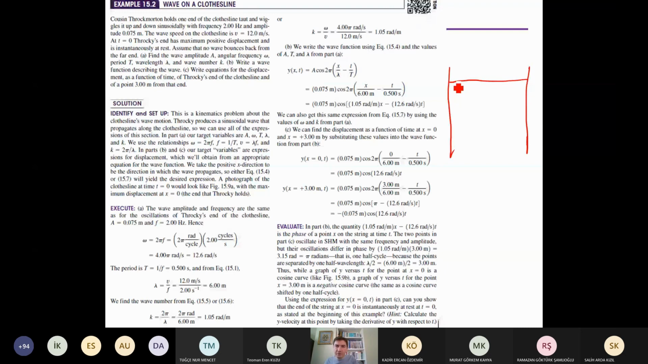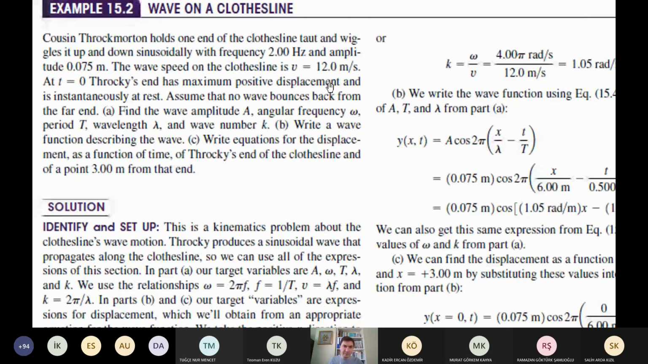And then you apply force and you produce a wave on this clothesline, okay? The wave speed on the clothesline is 12 meters per second. When the time is 0, the trapeze end has maximum positive displacement and it is instantaneously at rest. Assume that no wave bounces back from the far end.